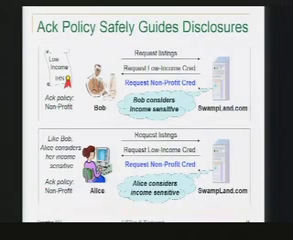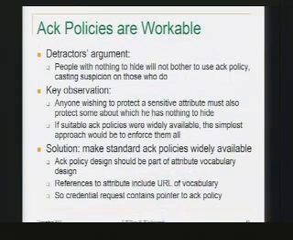So here, Alice may also consider her income to be sensitive information and establish an ACK policy for it that says she'll only share that with not-for-profits. And if she does so, then her behavior is exactly identical to that of Bob's. Now, detractors have argued that people that have nothing to hide won't bother to use acknowledgement policies, thereby casting suspicion on those that do use them.